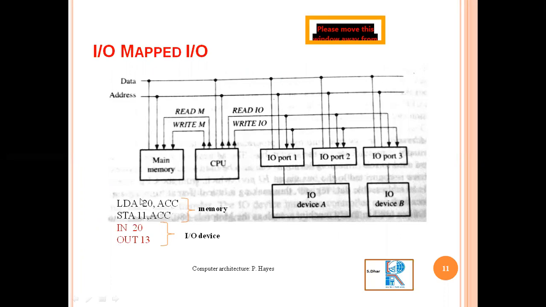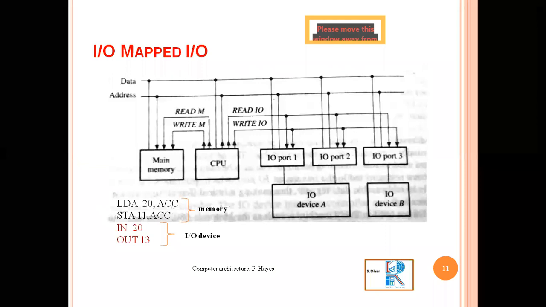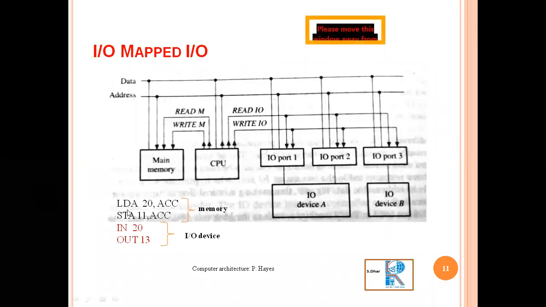Clear? So see here, two instructions I have written. Load 20, accumulator. That means data will be transferred from 20 to the accumulator. Similarly, store 11, accumulator, that means data from the accumulator will be stored at the address 11. This is a memory operation. Why? Because load and store are memory instructions. In the instruction set, if you decode the opcode, this is a memory instruction. This is not an IO operation.